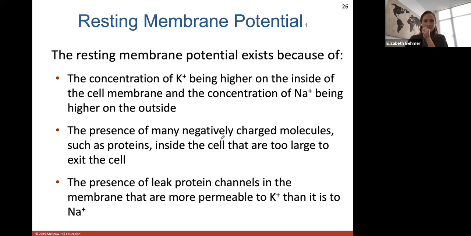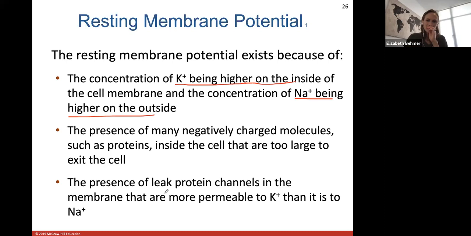So resting membrane potential, let's talk about what happens when your nerves are at rest. They're not being stimulated. This resting membrane potential exists because potassium is higher on the inside of the cell and sodium is higher on the outside of the cell. So these are positively charged ions. Potassium is always higher on the inside of a neuron. There's more sodium on the outside.